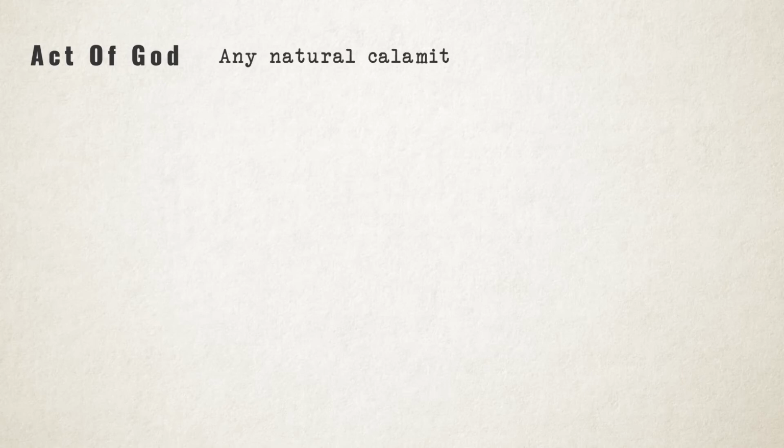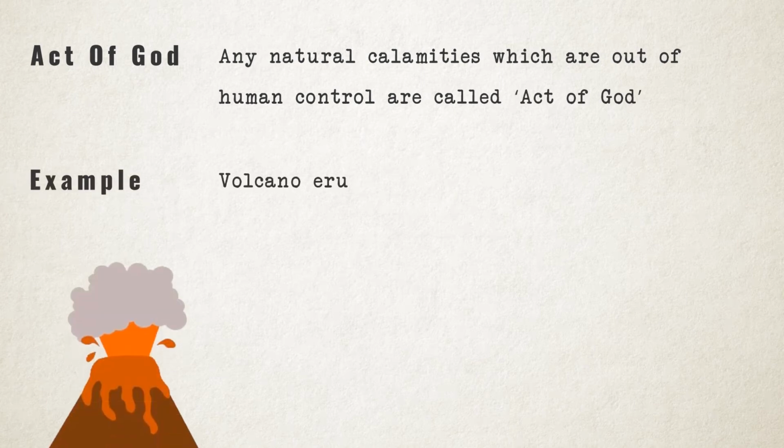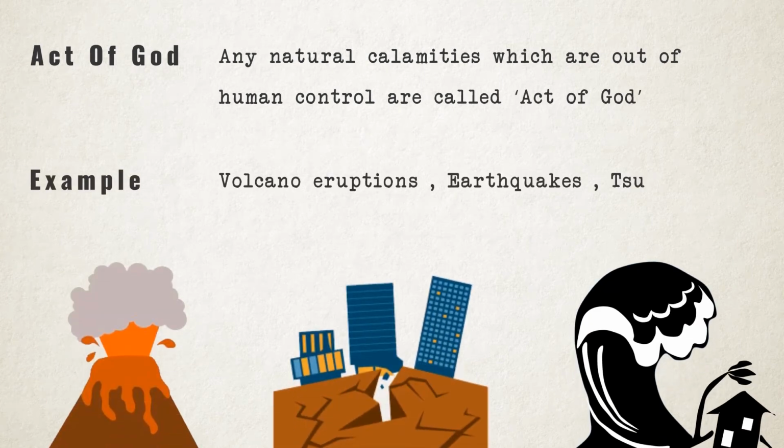And the next term is act of God. Any natural calamities which are out of human control are called act of God. For example, volcano eruptions, earthquakes, tsunami, storms are all act of God. And now let's go back to our story.